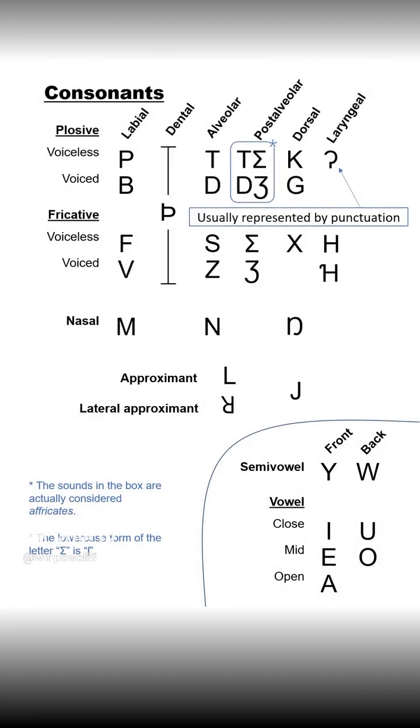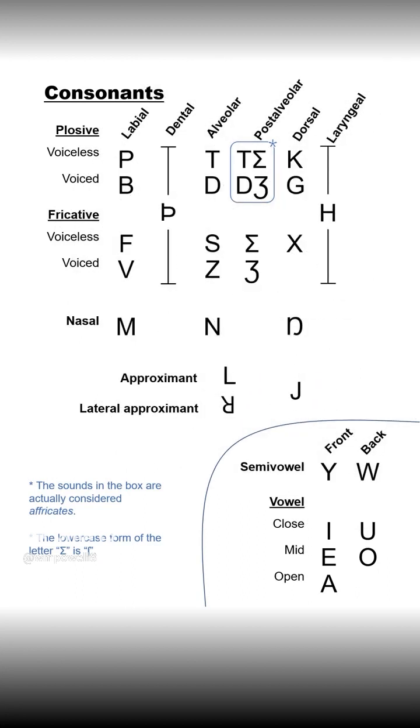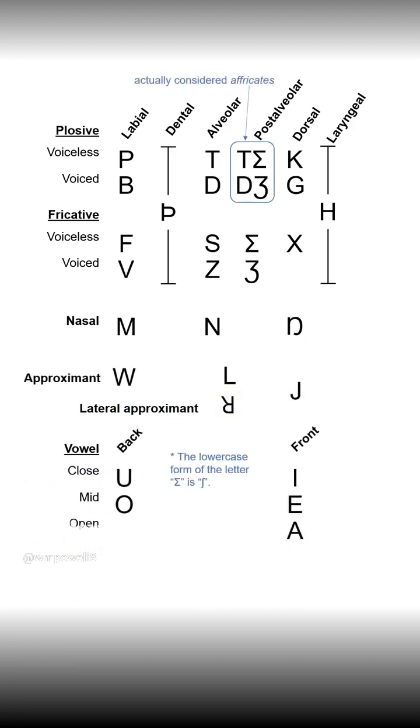The glottal stop is usually represented by punctuation anyway, so let's get rid of it, and this allows us to merge all of the laryngeal consonants. Hold on a minute, semivowels are actually approximants, so this allows us to unify our chart based on the relation between semivowels and vowels.